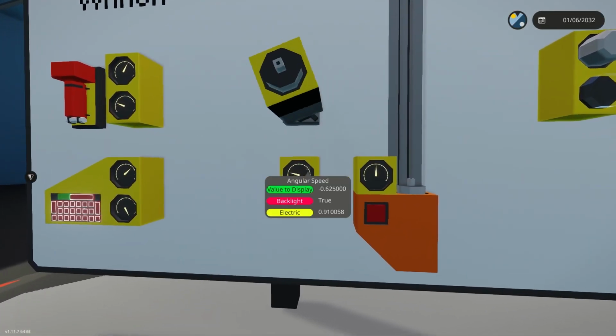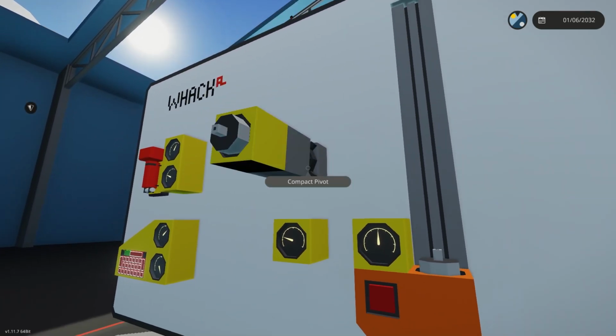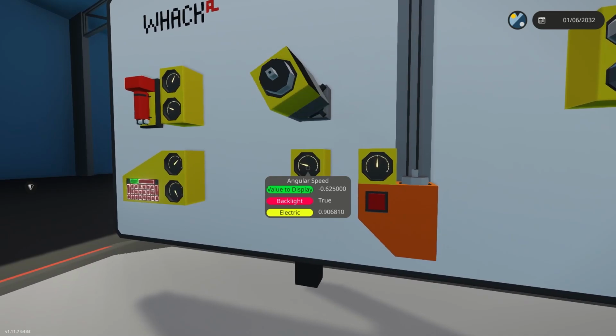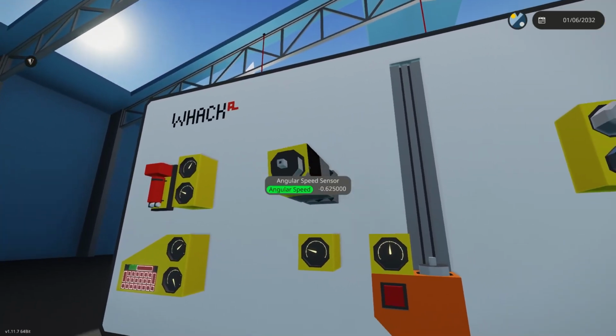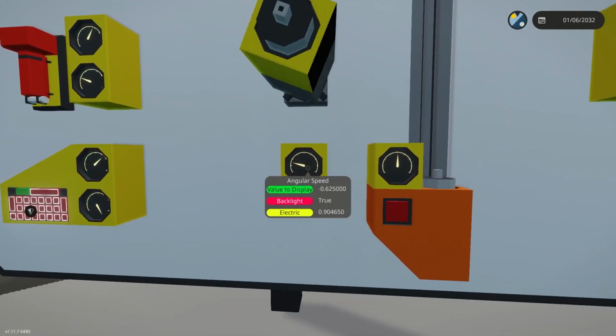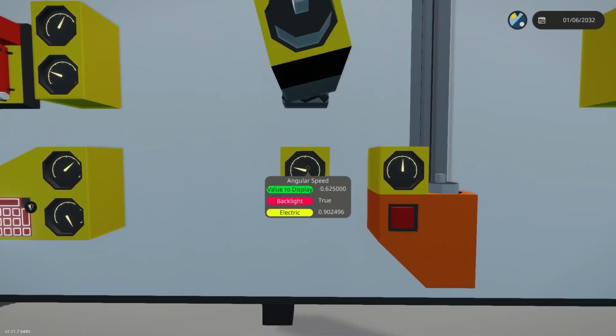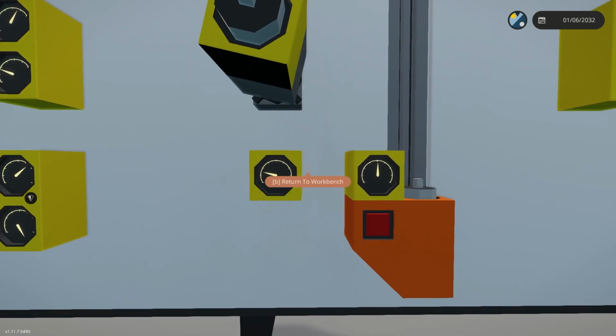The next thing we are going to talk about is the angular speed sensor. This is going to measure the speed something is rotating. It goes about the axis that it's facing. So it's saying that it is rotating left at 0.625 meters per second squared.